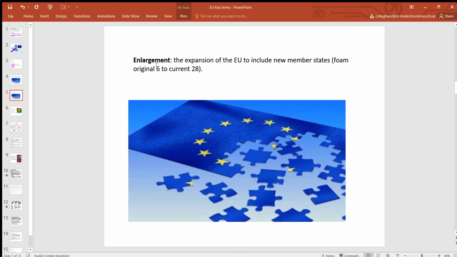Enlargement, very self-explanatory, the expansion of the EU to include new member states. Excuse the typo. So it would be, let me do it while I'm doing it, from the original 6 to the current 28.